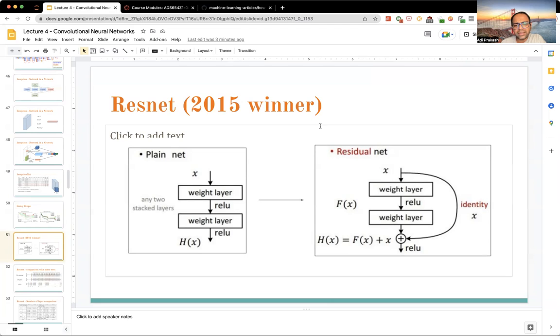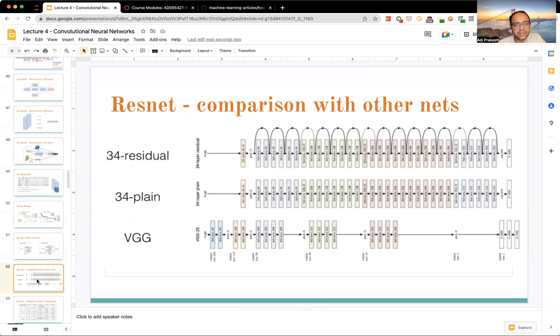At first it seems very puzzling why just adding the input to the output would solve such a complicated problem. Let's try to understand what might be going on. This is your 19-layer VGG. This is your 34-layer plain CNN, just convolution layers stacked, not just like VGG but with more layers. And this is your 34-layer ResNet, that is, with residual connection or skip connection.